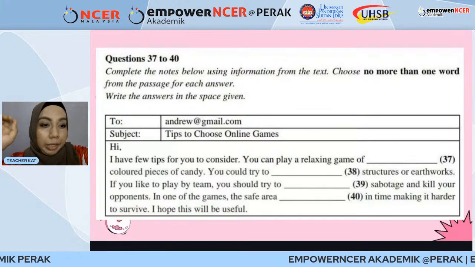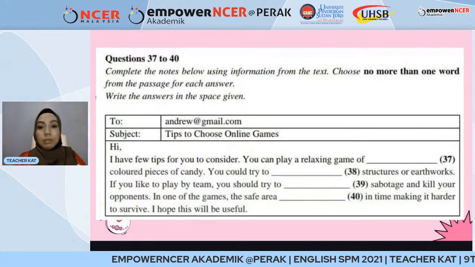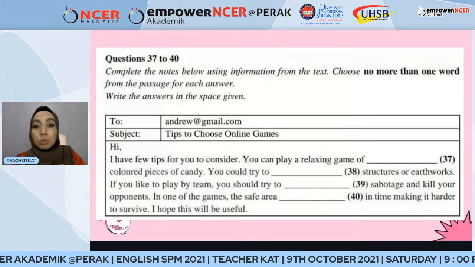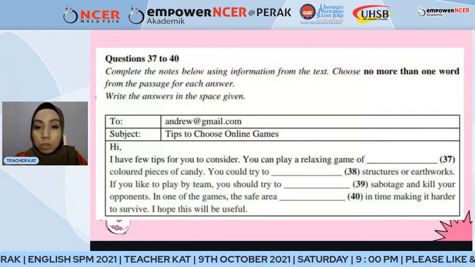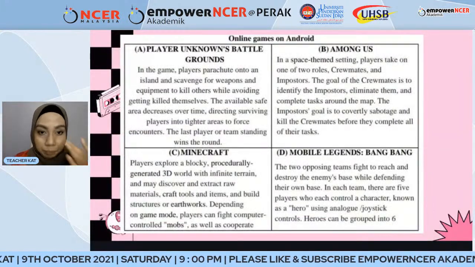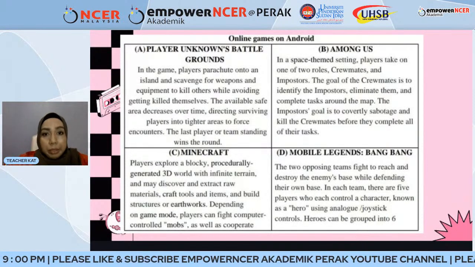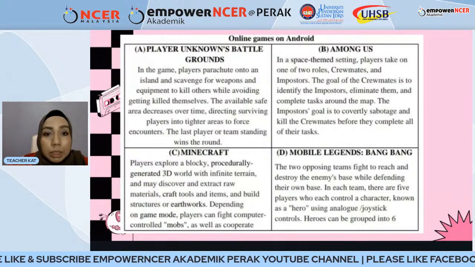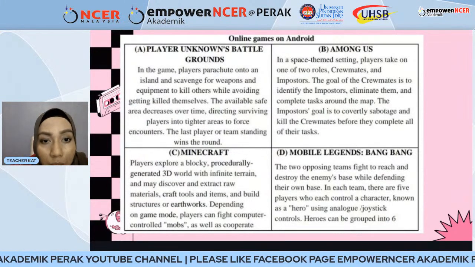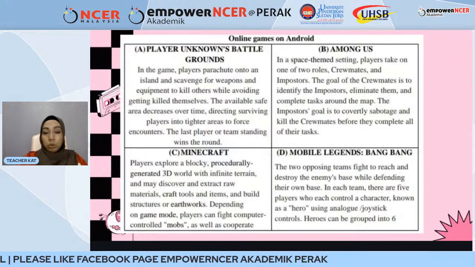If you like to play by team, you should try to blank, sabotage, and kill your opponent. Blank comes before sabotage. Let's look at what the answer is. It's actually Among Us. The paragraph is Among Us. The imposter's goal is to covertly sabotage and kill the crewmates before they complete all their tasks. So the crewmates are the opponents.